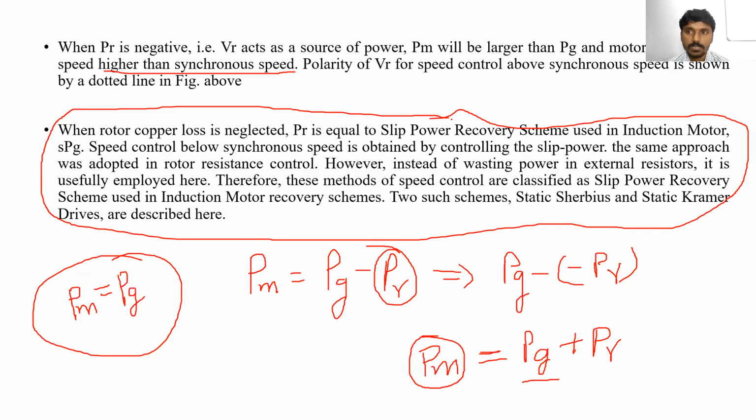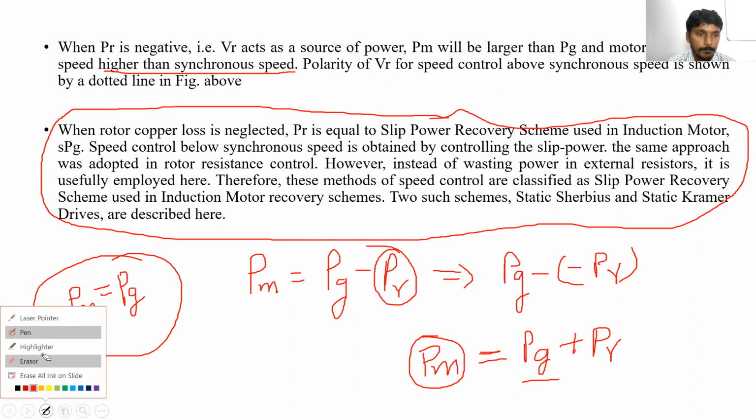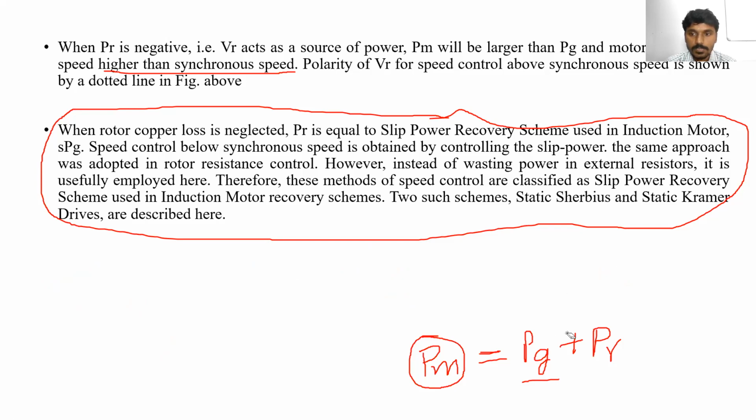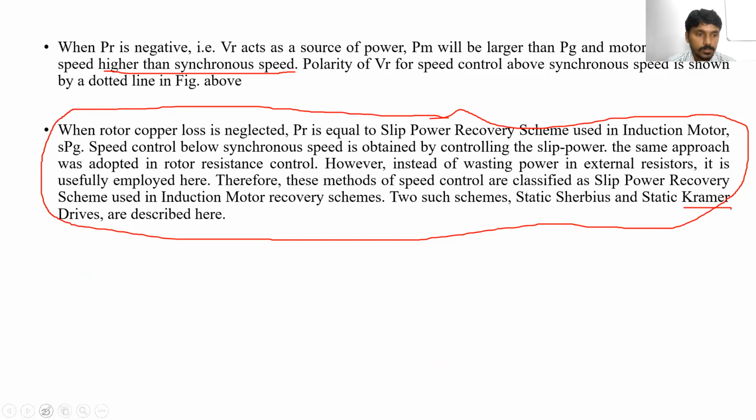So this slip power energy recovery scheme is again classified into two types, or two methods: the Kramer system and the Scherbius system. What are those? Can anybody repeat this? Anyone please? What are the two methods? Swapnali, what are the two methods?